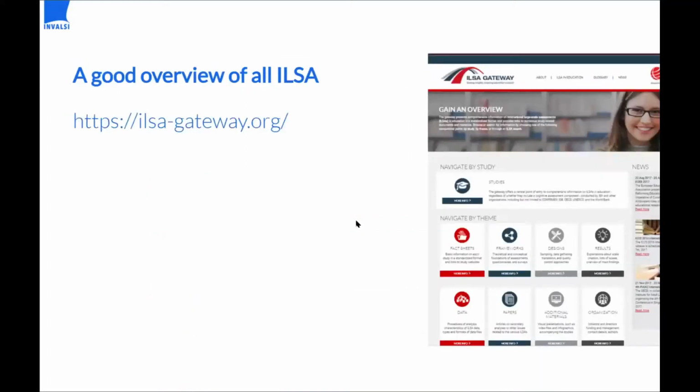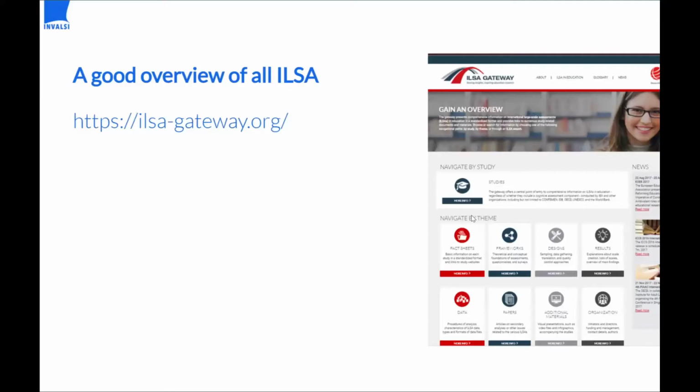If you want to have a good overview of all international large-scale assessments, there is a website that is sponsored by the IEA, but includes international assessments, even the ones that are not run by the IEA. So all of the studies that I told you about are included here. And they put all the information that you need in one place. For example, the data set. Each study has a different way to get the data set.